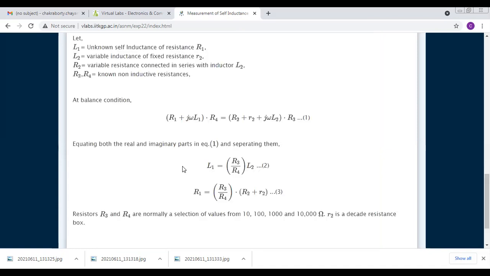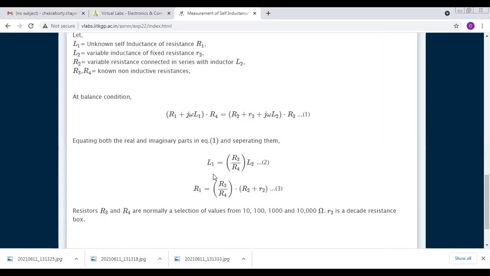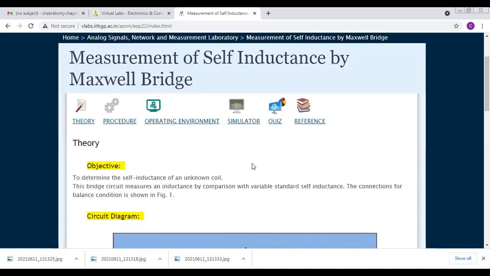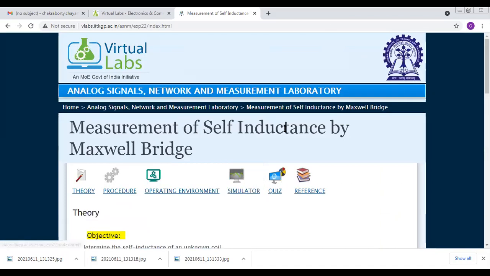Okay, the formula is there. Self-inductance formula: L1 is R3 by R4 into L2, and R1 is R3 by R4 into R2 plus small r2. This is the L1 and R1. L1 means the self-inductance of this coil, and R1 is the resistance of this coil. This is the main thing. So we can go for the experiment.